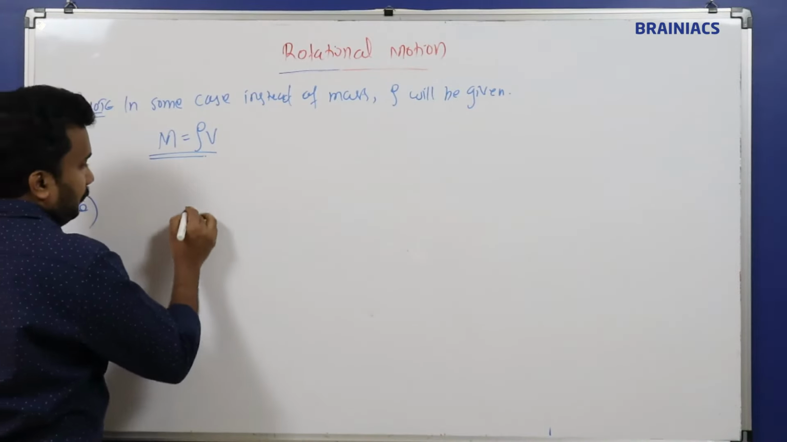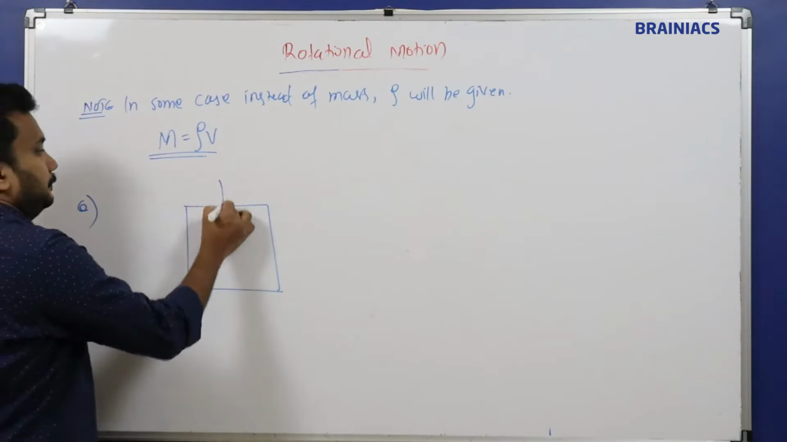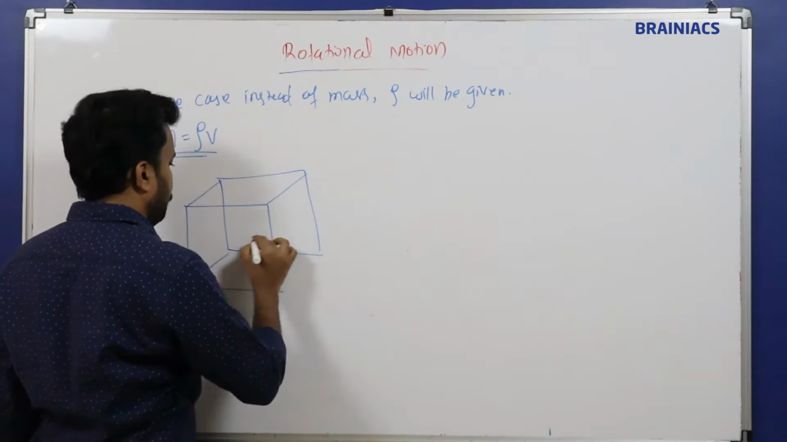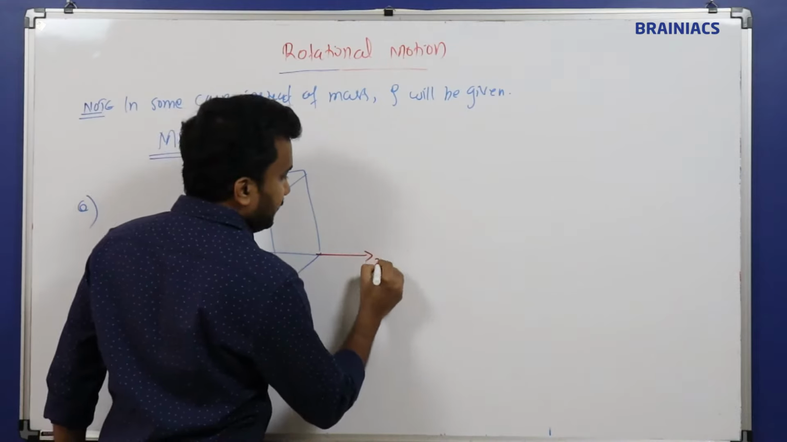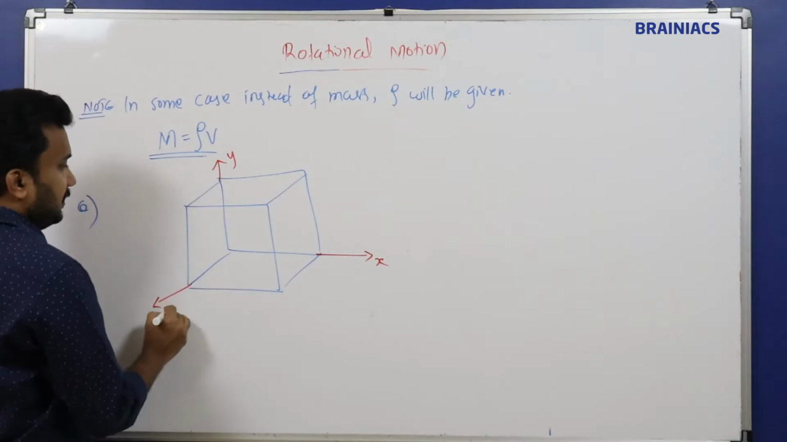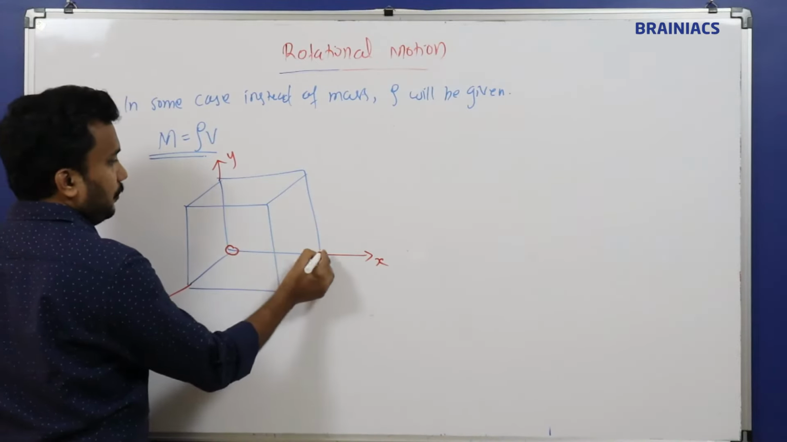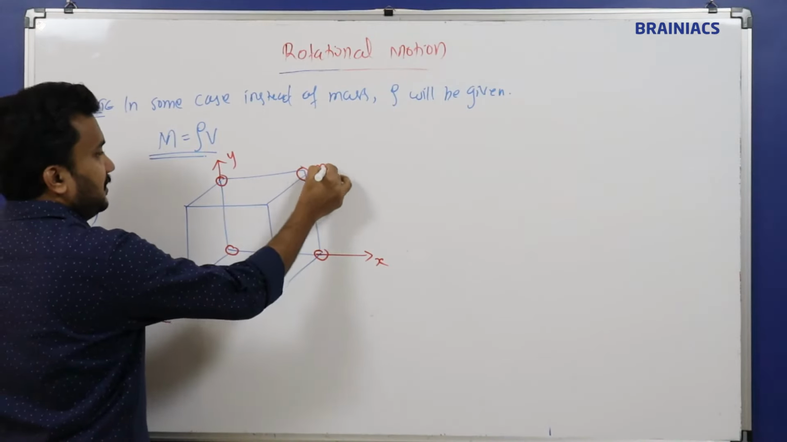Okay, now we have a cube structure, and we need to find the center of mass of the system. This is located along the x axis, this is the y axis, and this is the z axis. Four masses are located on the back side, each of mass M.